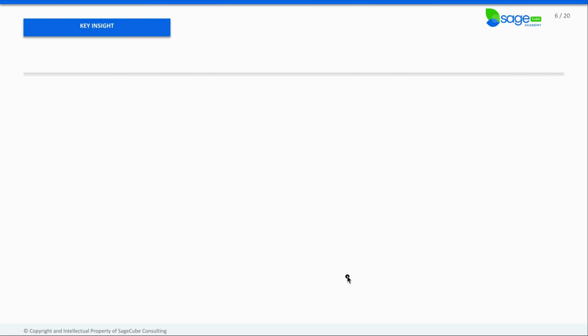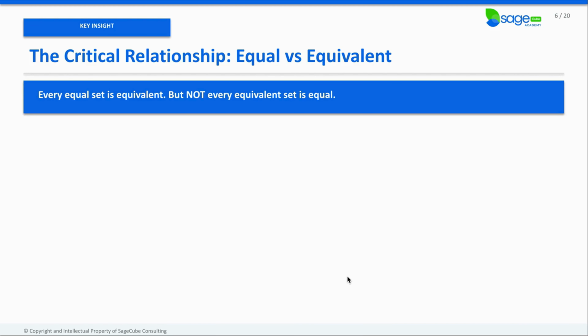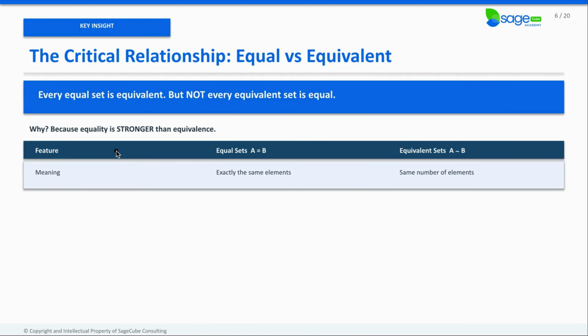All right. So the critical relationship is equal versus equivalent. Every equal set is equivalent, but not every equivalent set is equal. This is very important, okay? So why? Because equality is stronger than equivalence. Let's look at the features here.